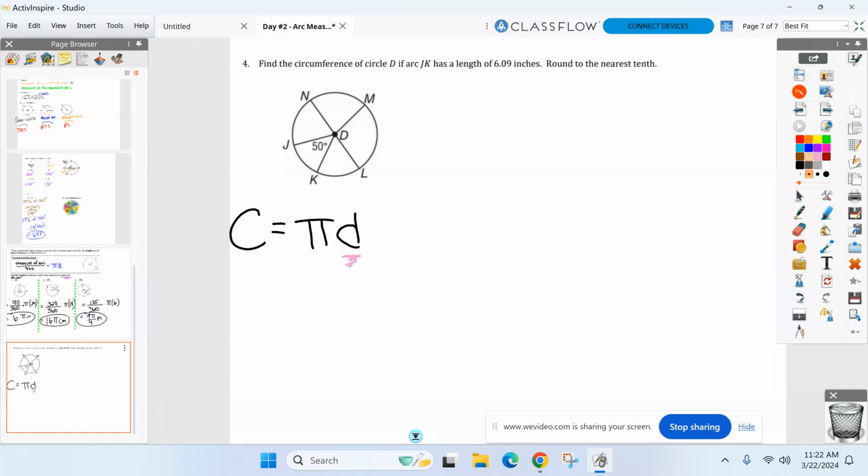I give you this 6.09 inches. That's the length of arc JK. Seriously, it is. Seriously, it's 6.09.